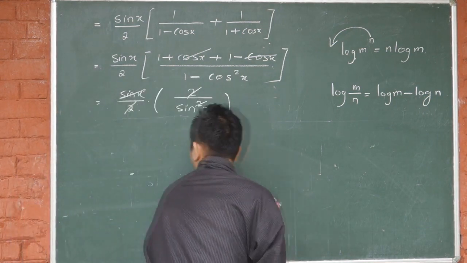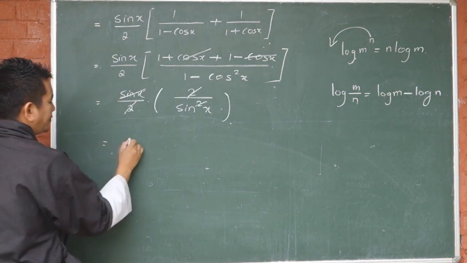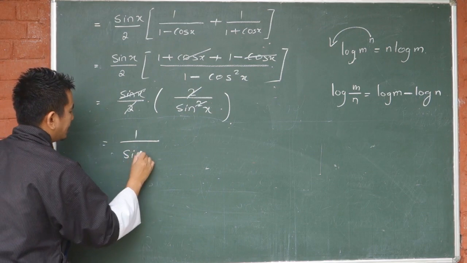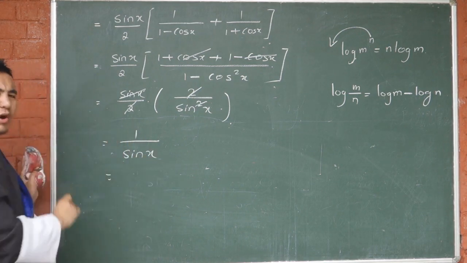So now we are left with the final answer: 1 divided by sin x, which is cosec x.